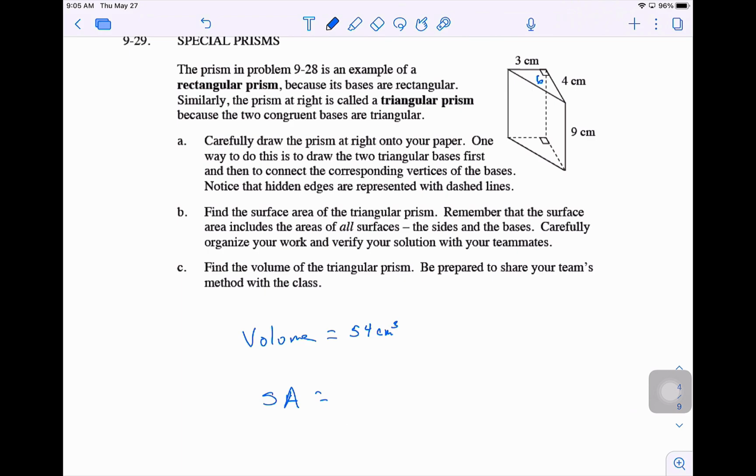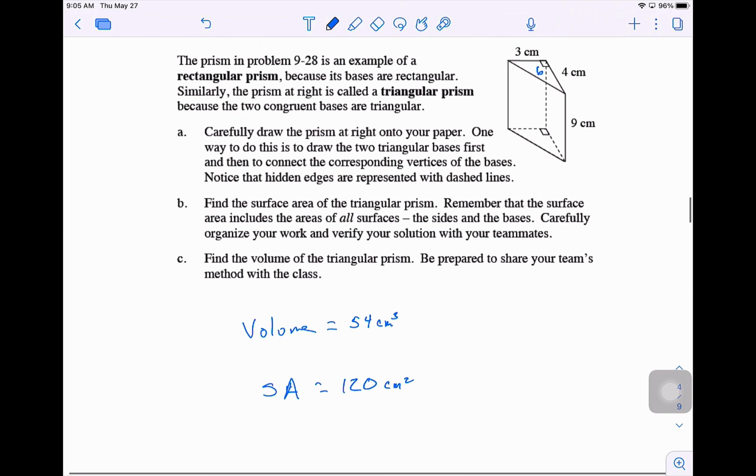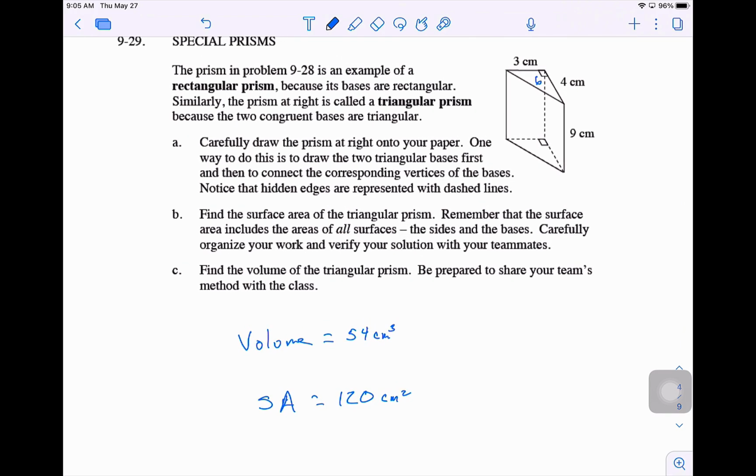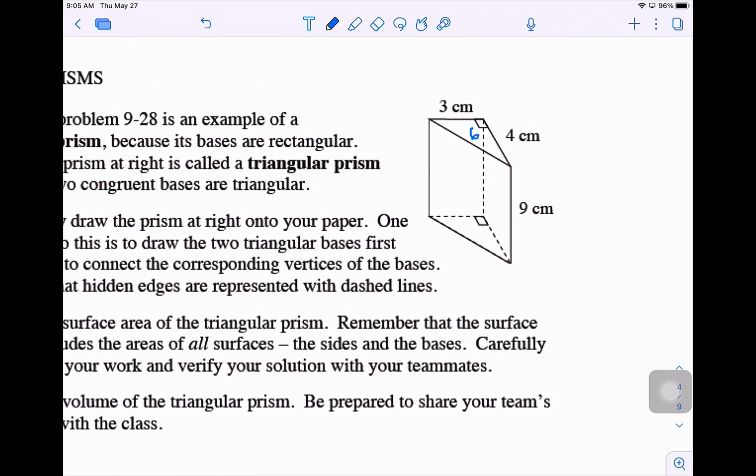Colin Abil, what'd you get for surface area? 120. Okay, how'd you get 120? You're right, by the way. 120 what? What are the units? Centimeters squared, because it's an area. Okay, how'd you do it? I couldn't tell you honestly. I multiplied the 3 and the 4 together, and then I actually don't know how I got it.